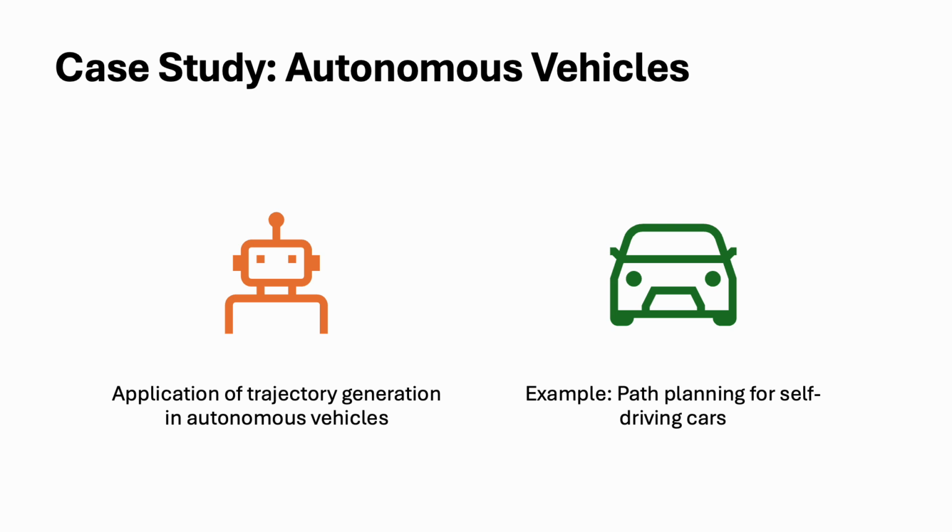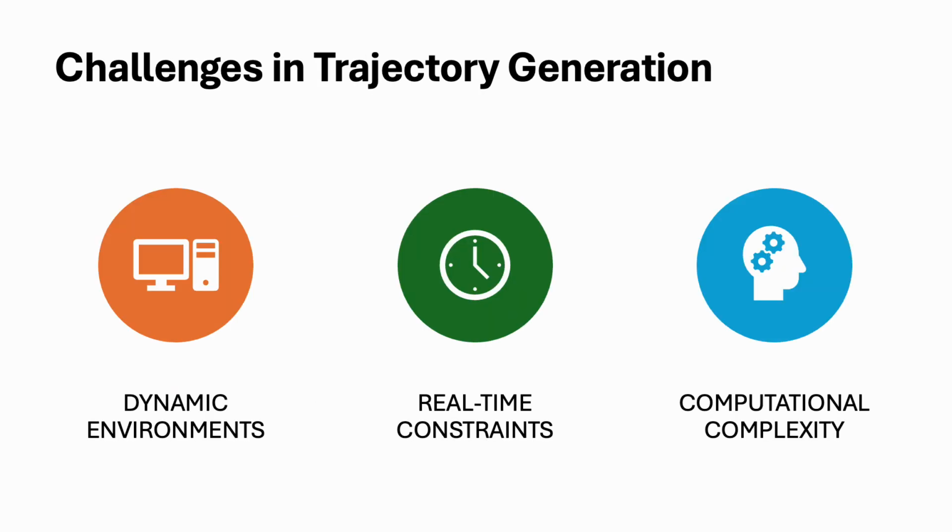Autonomous vehicles, we have discussed extensively in earlier slides. A robotaxi utilizes the algorithms to chart the path out from point A to point B, and that is path planning. Self-driving cars are another example. The challenges in trajectory generation: dynamic environments, real-time constraints, and computational complexity, as we have discussed in quite some depth.